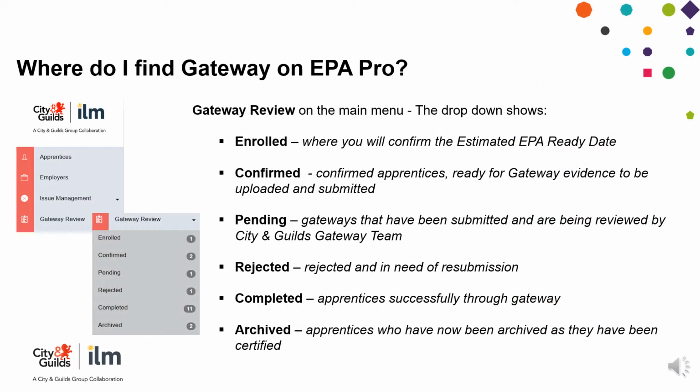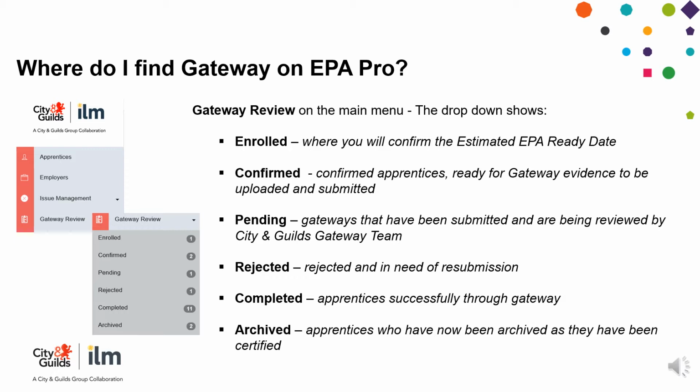Where do I find Gateway on EPA Pro? You can access Gateway by selecting Gateway Review from the main menu on the dashboard. The drop-down shows Enrolled, where you will confirm the estimated EPA ready date. Confirmed, where you will see confirmed apprentices ready for Gateway evidence to be uploaded and submitted.